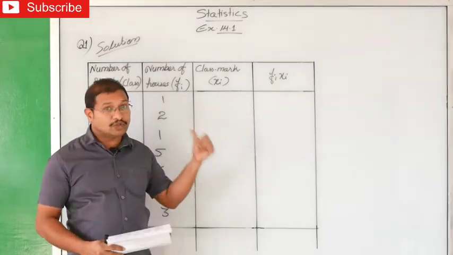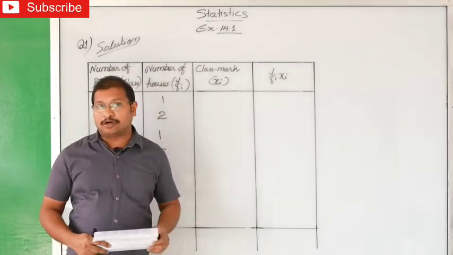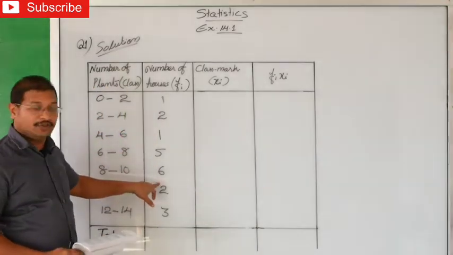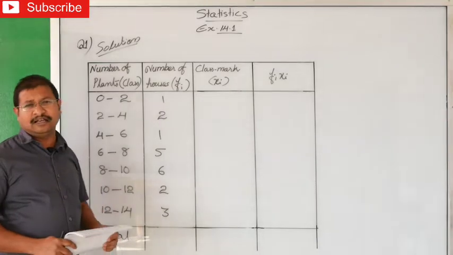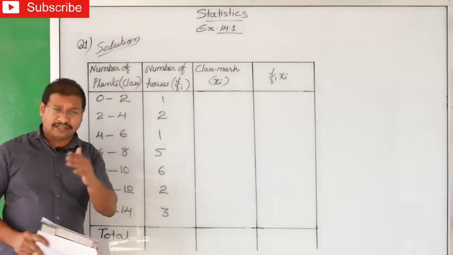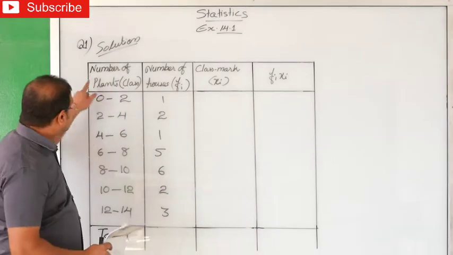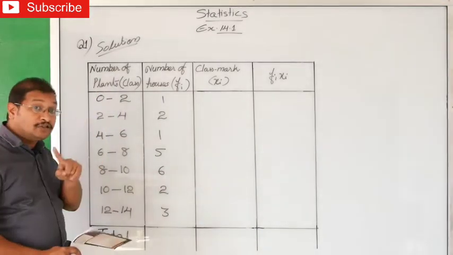We can use the direct method in this question, because here the numbers are very small. The data values are very small, so we are going to use the direct method. I am writing only the answer here. Let's start the solution.